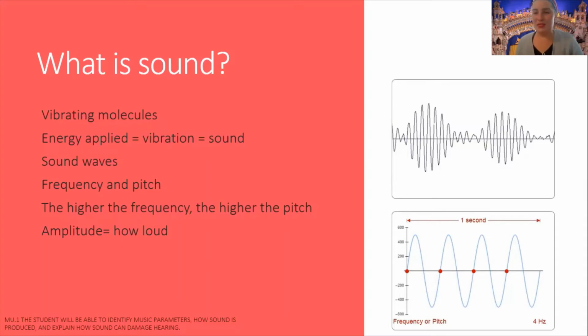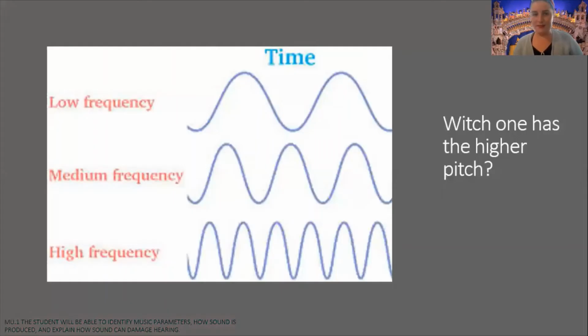And so amplitude, this measures how loud. So the amplitude is how tall the wave is. So the taller the wave, the louder it is. Shorter the wave, quieter it is.